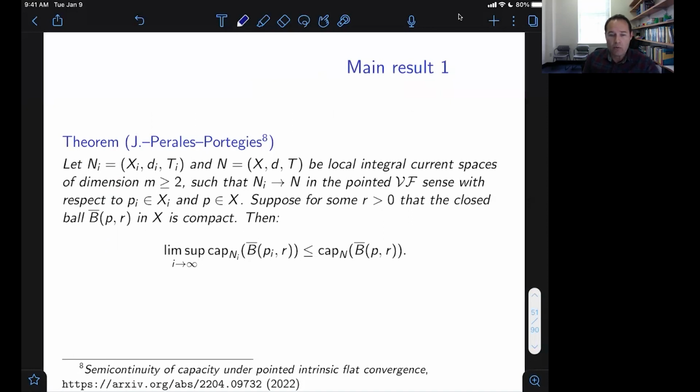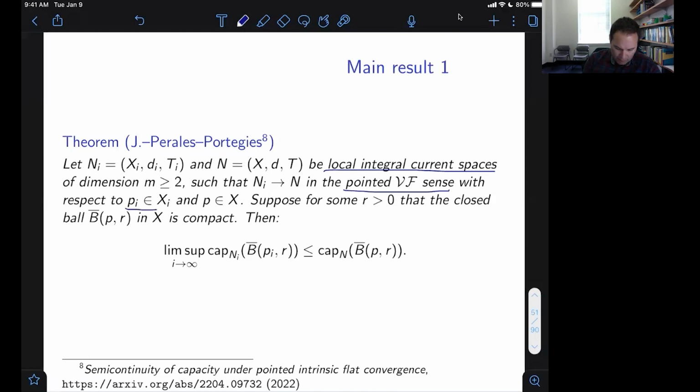Okay, with that background, we can now state the first of the main theorems. Remember, we're trying to generalize this semi-continuity of capacity result to a low regularity setting. So here we have convergence of local integral current spaces. They converge in the pointed volume preserving intrinsic flat sense.